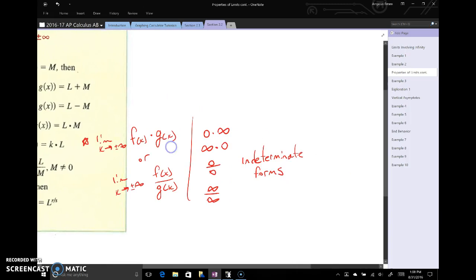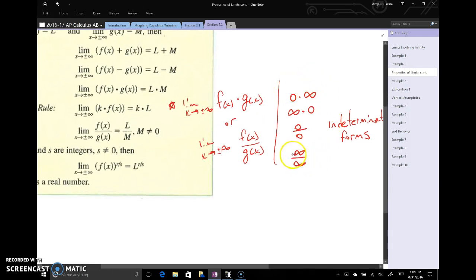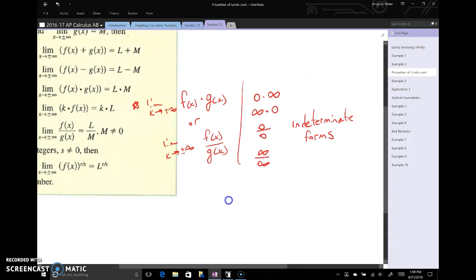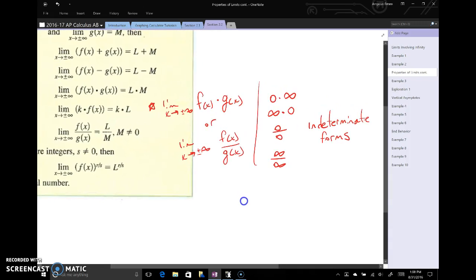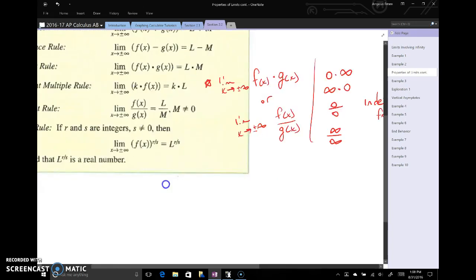Which is to say, we don't know what the answer is. It's indeterminate. We're not sure what the limit is, and later in this section, we'll learn how to handle that and figure out what the limit actually is. But just be aware of that. If you get infinity over infinity, 0 over 0, 0 times infinity, infinity times 0, then we don't know what the limit is. So right now we would write indeterminate, or once we have a couple of techniques to deal with it, then we would use those.